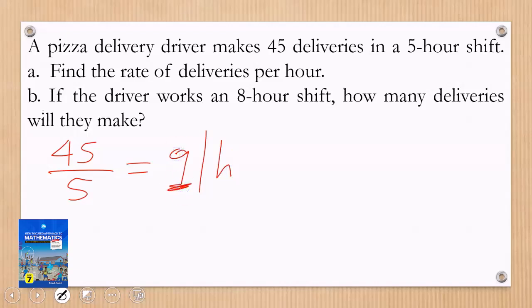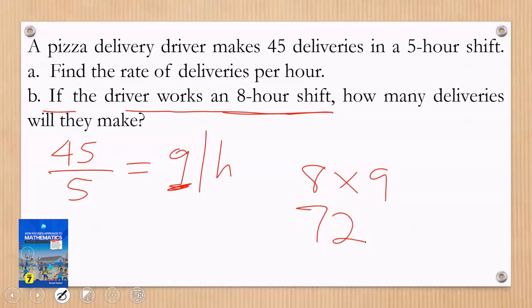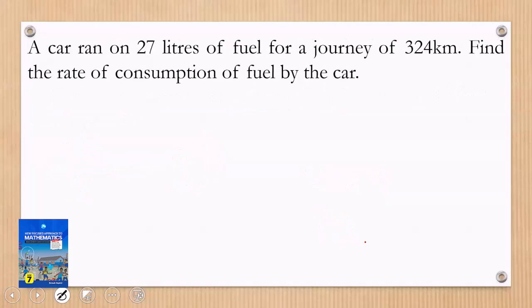That is it. If the driver works an 8-hour shift, how many deliveries will they make? Now we've understood that every hour they do 9 deliveries. So now that he's doing an 8-hour shift, it's going to be 8 hours times 9. When you multiply 8 times 9, you get 72. So it means that if they are doing an 8-hour shift, they'll make a delivery of 72 pizzas. Right.